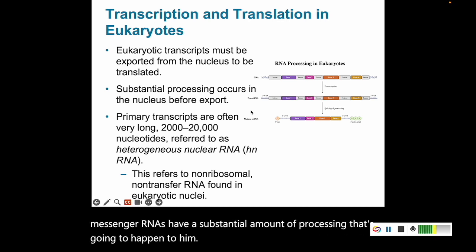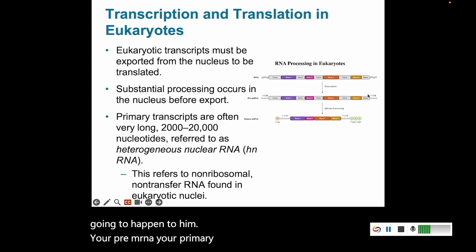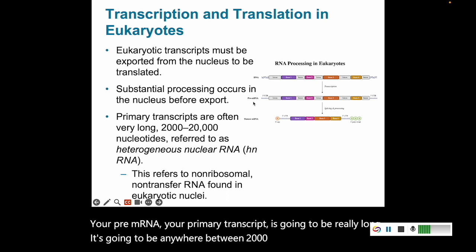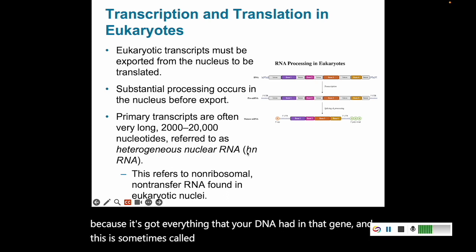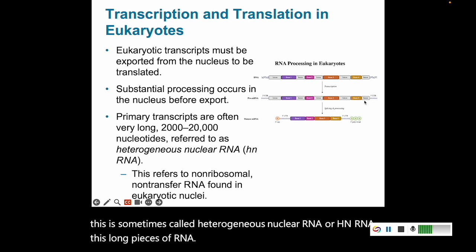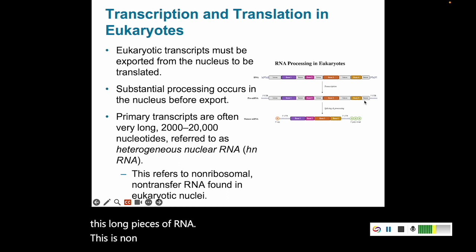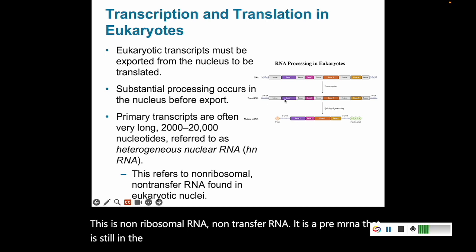Your pre-mRNA, your primary transcript, is going to be really long. It's going to be anywhere between 2,000 and 20,000 nucleotides because it's got everything that your DNA had in that gene. And this is sometimes called heterogeneous nuclear RNA, or hnRNA, this long piece of RNA. This is non-ribosomal RNA, non-transfer RNA. It is a pre-mRNA that is still in the nucleus, has all of these extra things in it, not yet ready to be functional.